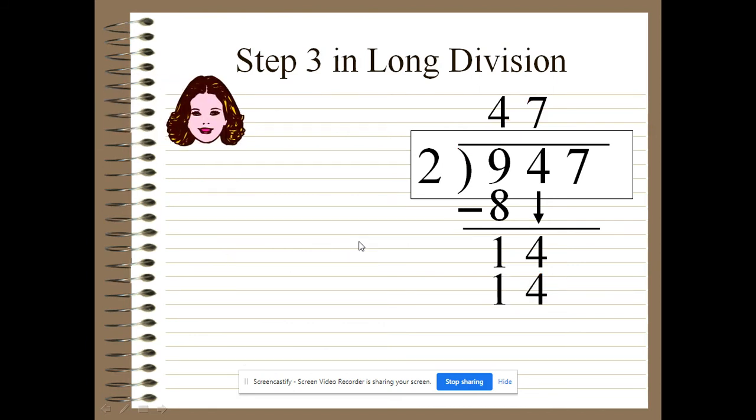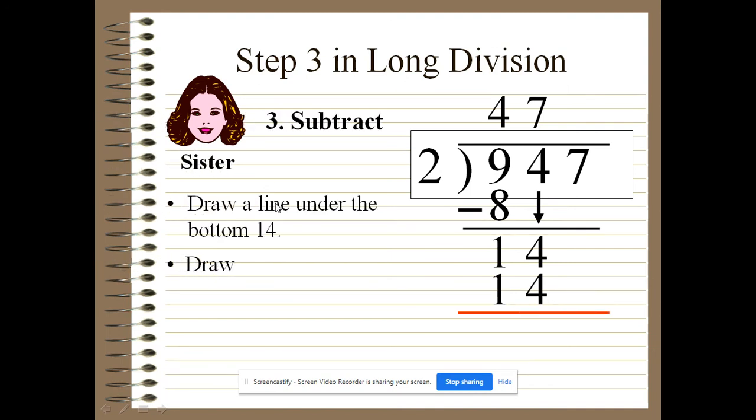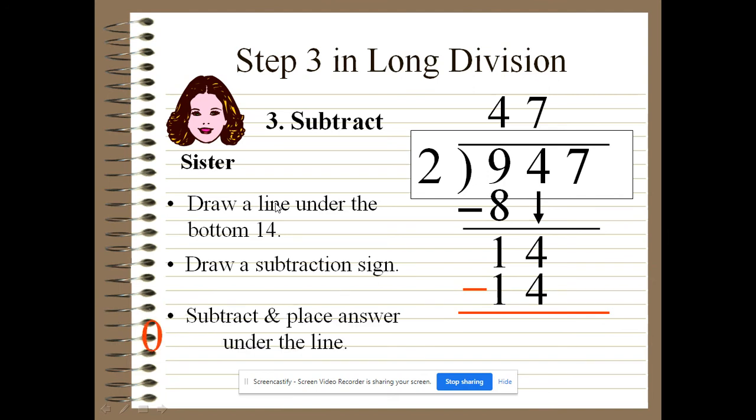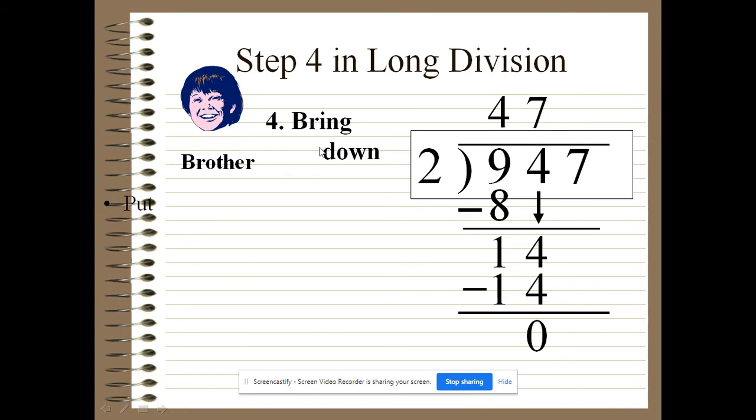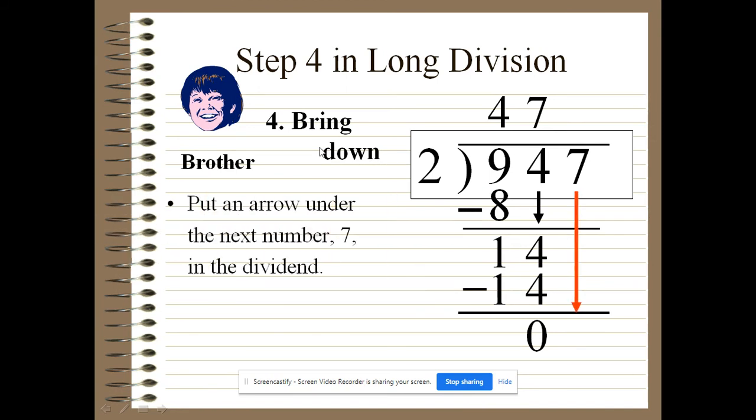All right, now, do you remember the next step? Who's this? Yeah, sister. Sister subtract, and this is an easy one. 14 minus 14 is 0. Now, we have 0 as our remainder on the bottom so far. Are we finished? No, we're not. We're never finished until we cannot bring down. And here comes brother, and brother can bring down. And do you see what he will bring down? He'll bring the 7 down.